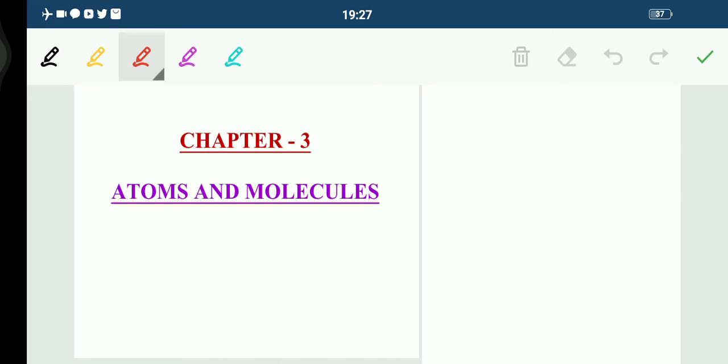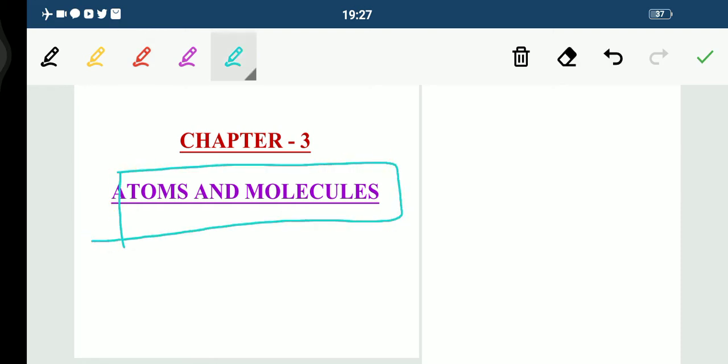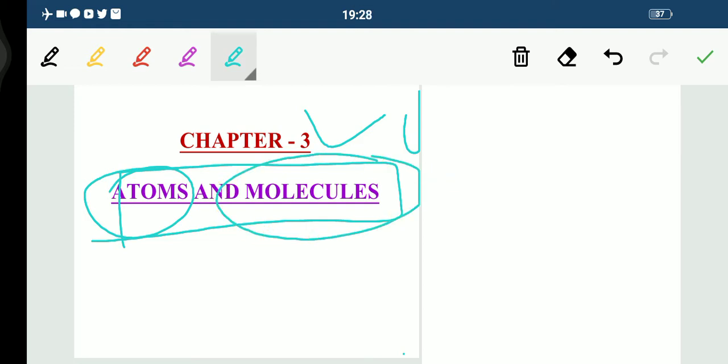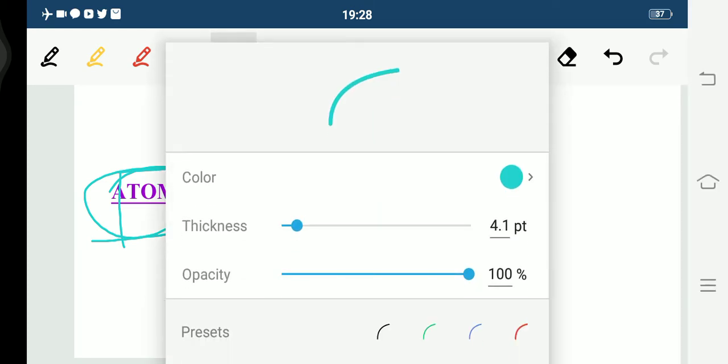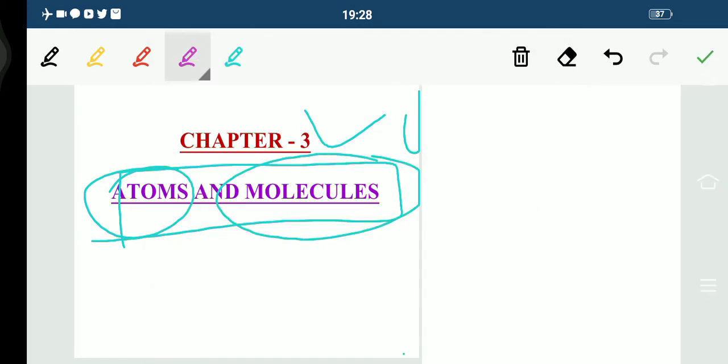So here comes the next chapter. The name of the chapter is Atoms and Molecules. Very interesting chapter. This is chapter 3 of your chemistry. Students, we'll be discussing each and everything, what exactly the atom is, what exactly the molecule is. Atom is something which is indivisible, the smallest particle, and when atoms combine together they form the molecule. This is what we'll be discussing in detail later on in the chapter.